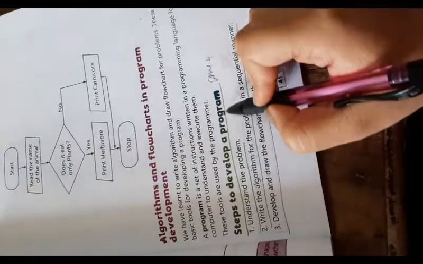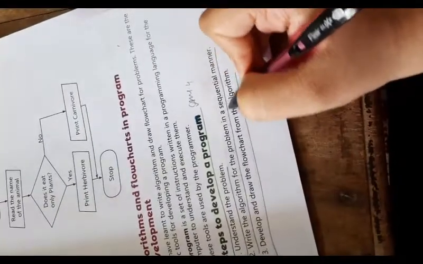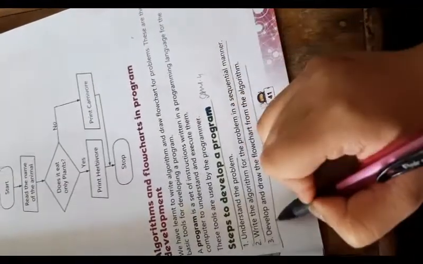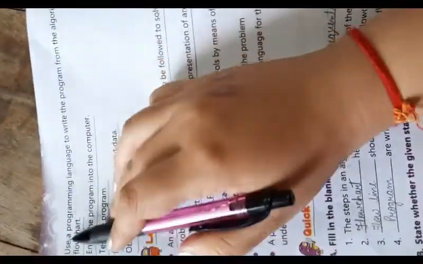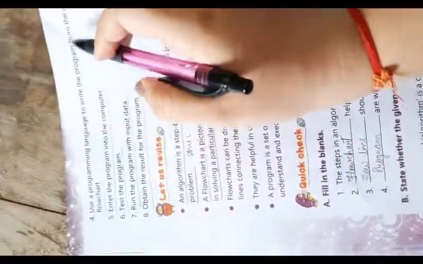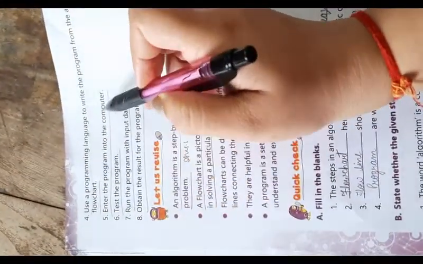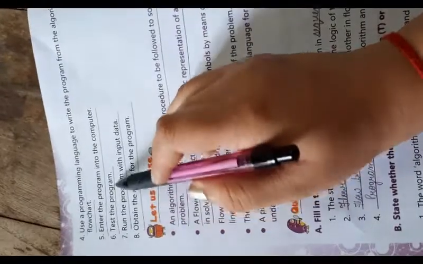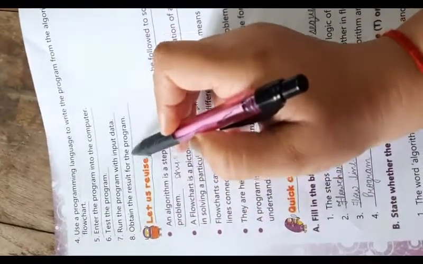Steps to develop a program: understand the problem, write the algorithm for the program in sequential manner, develop the flowchart from the algorithm, then use a programming language to write the program from the algorithm and the flowchart. Enter the program into the computer, then test the program, run the program with the input data, and obtain the result for the program. Now the chapter is completed.